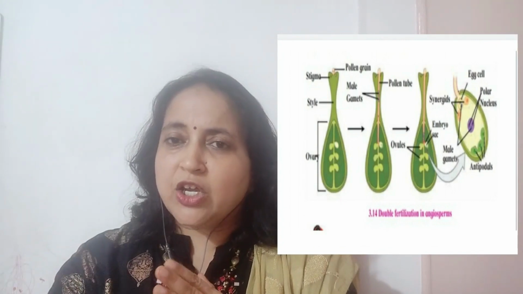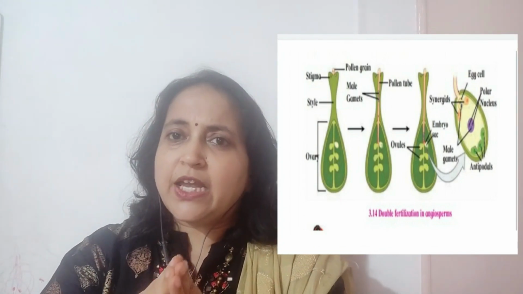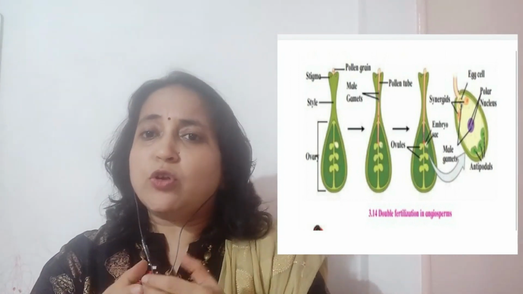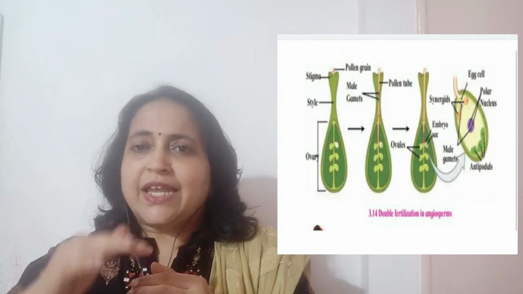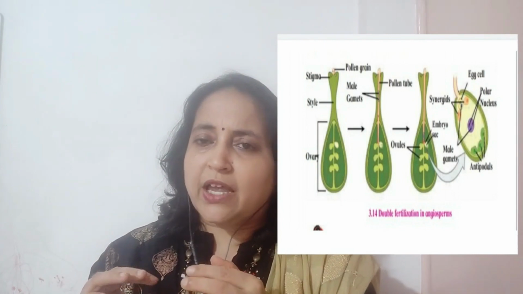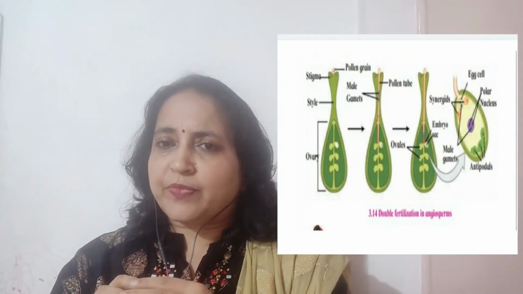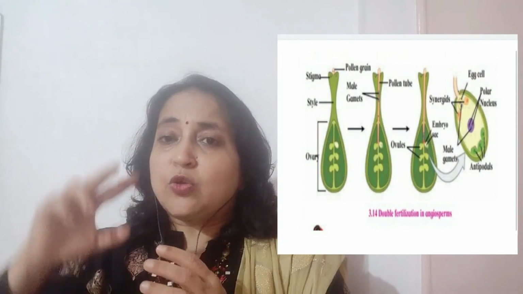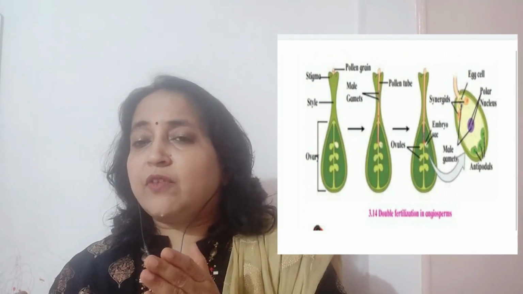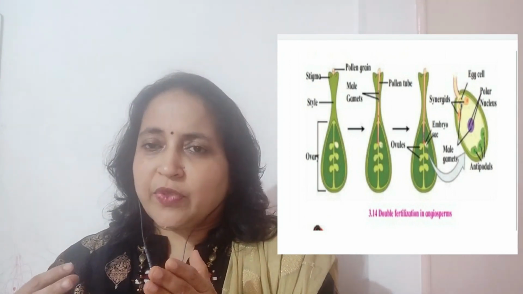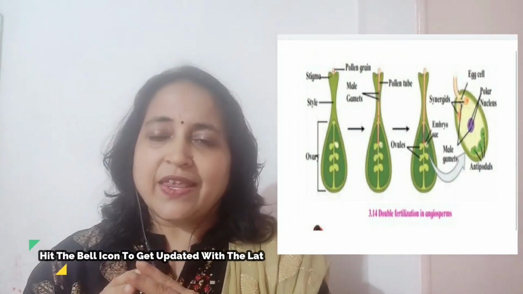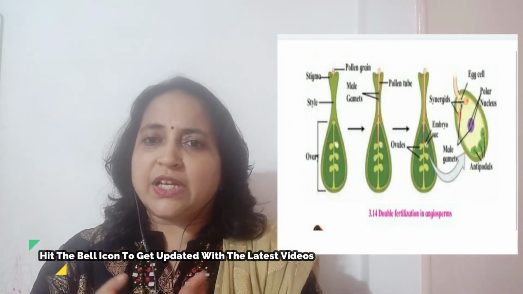One of the male gametes unites with the egg cell in the embryo sac, which is known as fertilization, where the zygote is formed, while the other male gamete unites with the two polar nuclei to form the endosperm. Here, the two male gametes unite, one with the egg cell and the other with the two polar nuclei. So fertilization takes place two times, and that's why it is known as double fertilization.